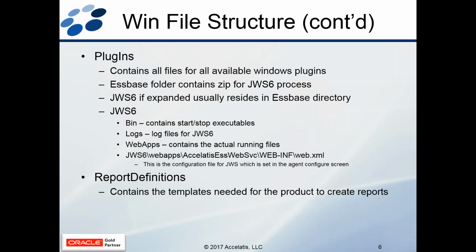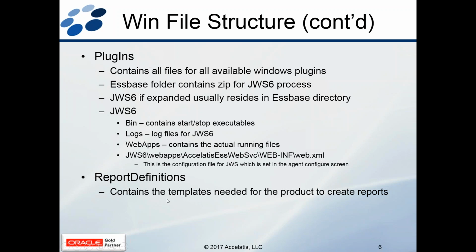The important things to know are that you have a bin directory that contains your start and stop, the logs directory which contains all the logs both for the Apache server and for the actual agent. And then there's a web apps directory which contains the actual running files. And that one's sort of important because if you look right underneath that, I've pathed out the location to something called WebXML, which many times when we're looking for settings for that JWS and how often it's talking to sbase, we'll ask for the settings in the WebXML. So I figured I would just show you where that is located.